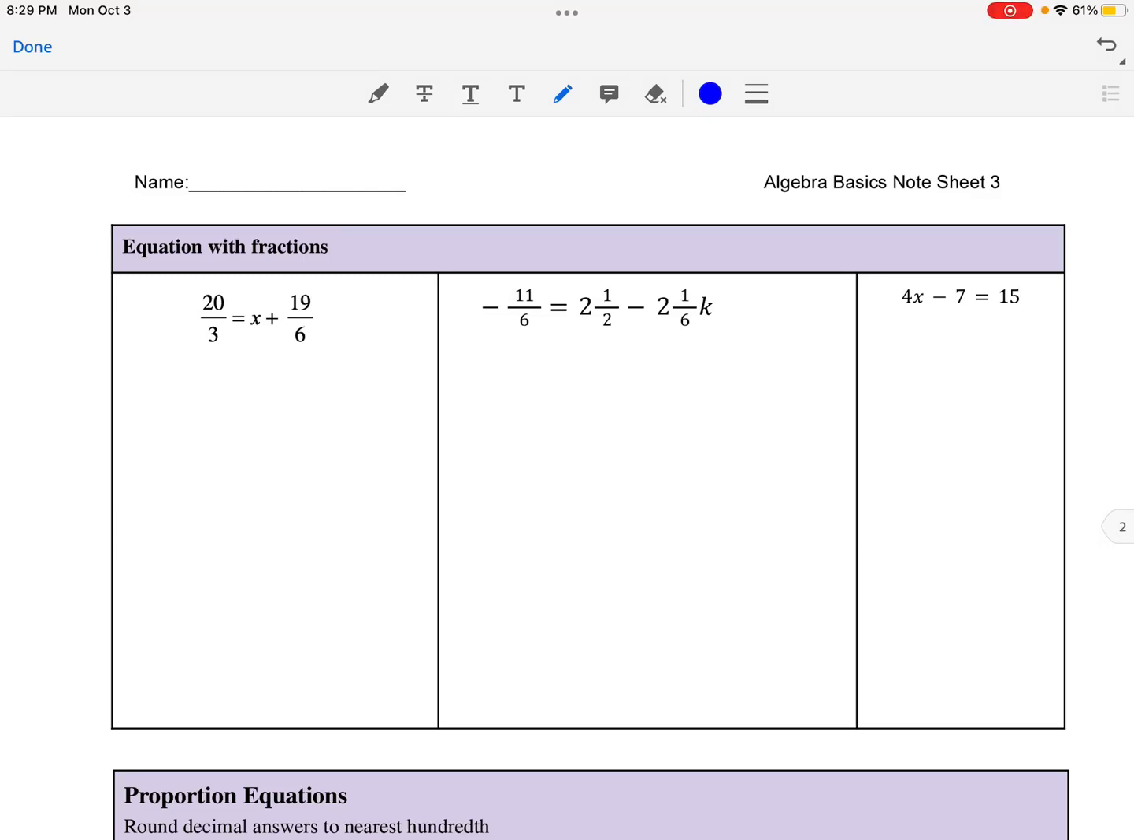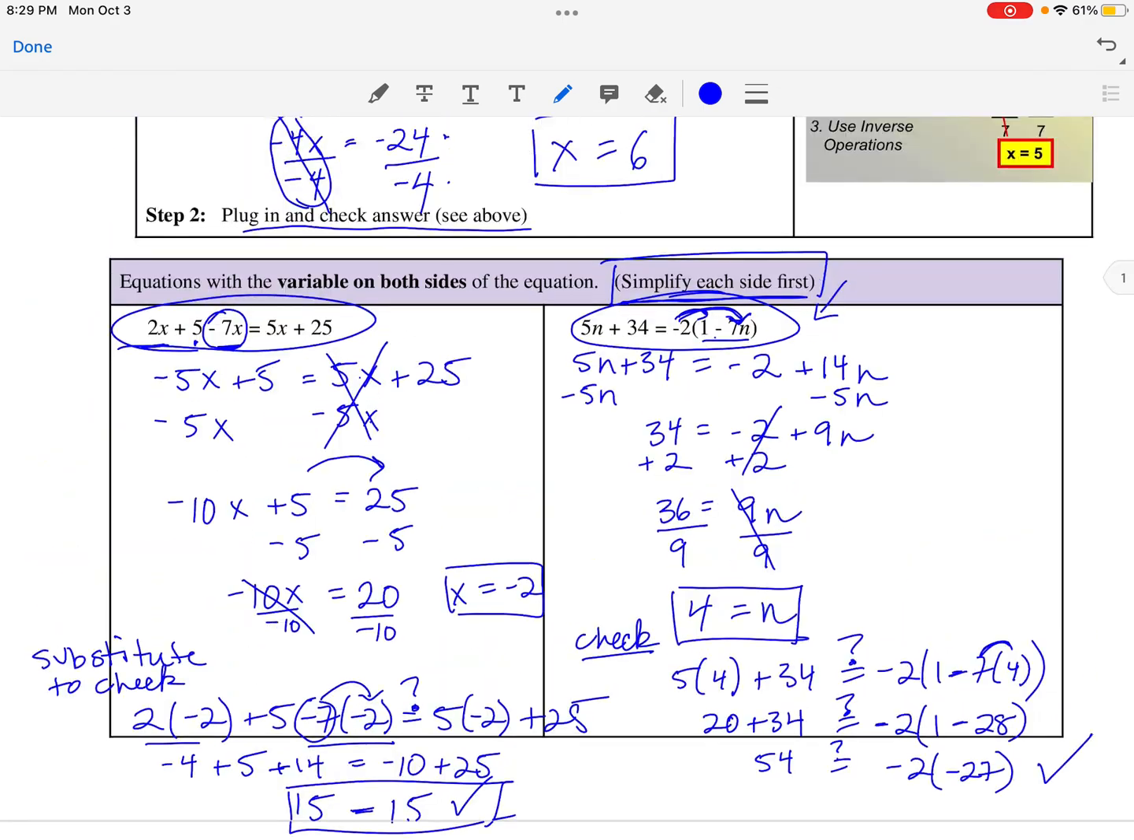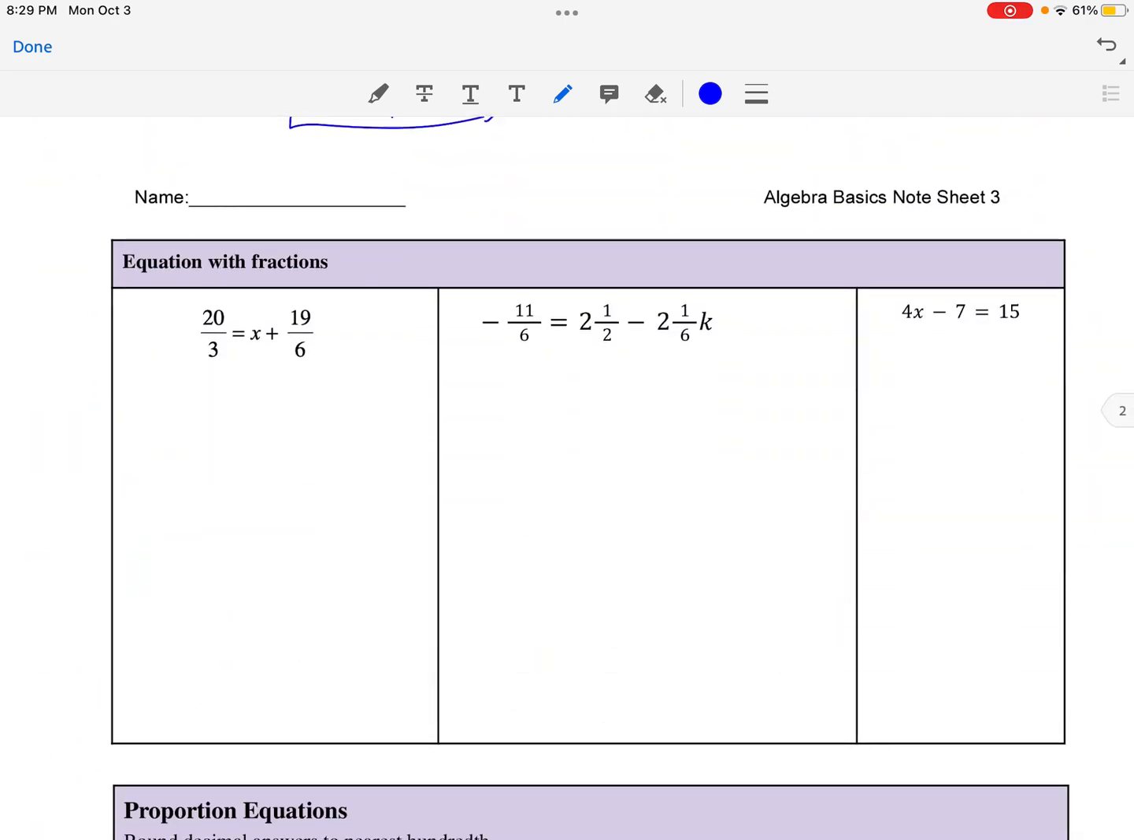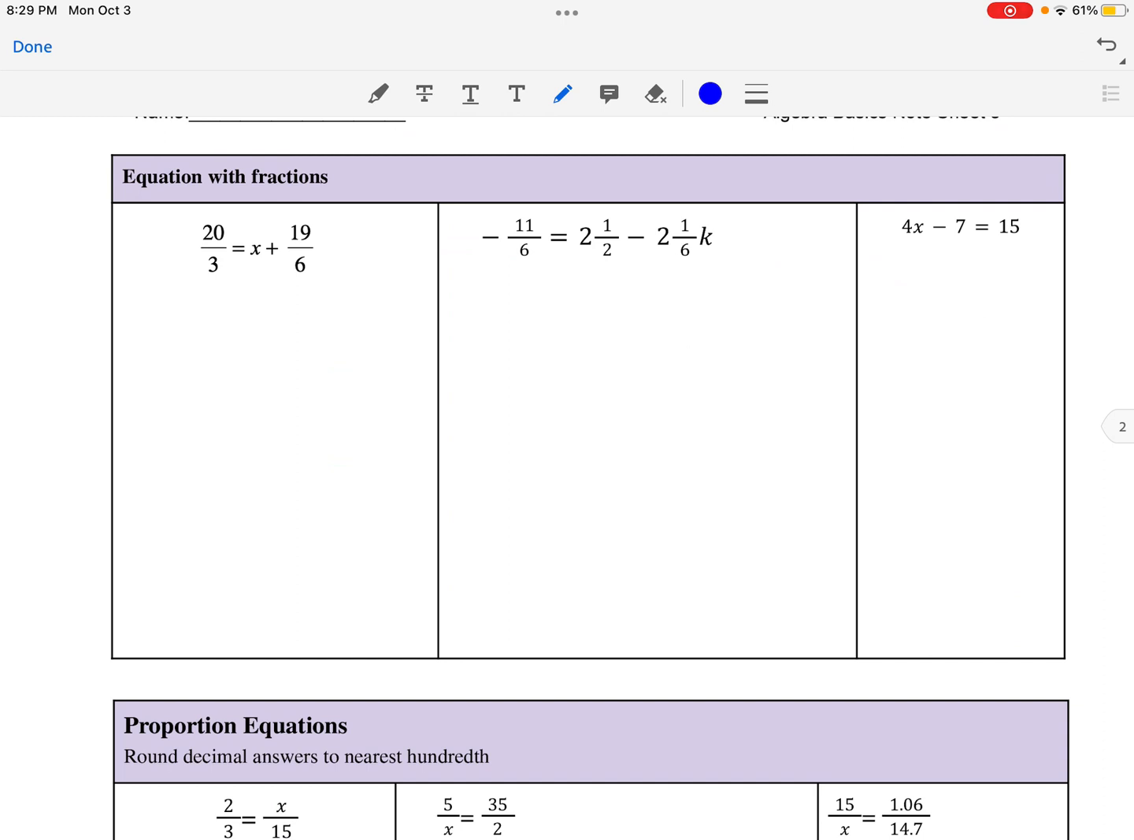Solving equations, part B. So in part A, we did the first page of the solving equations note sheet, and now we're going to do the second page. Here are some examples of equations with fractions. They have the same rules. Doing inverse operations, we're just going to do some examples with fractions.